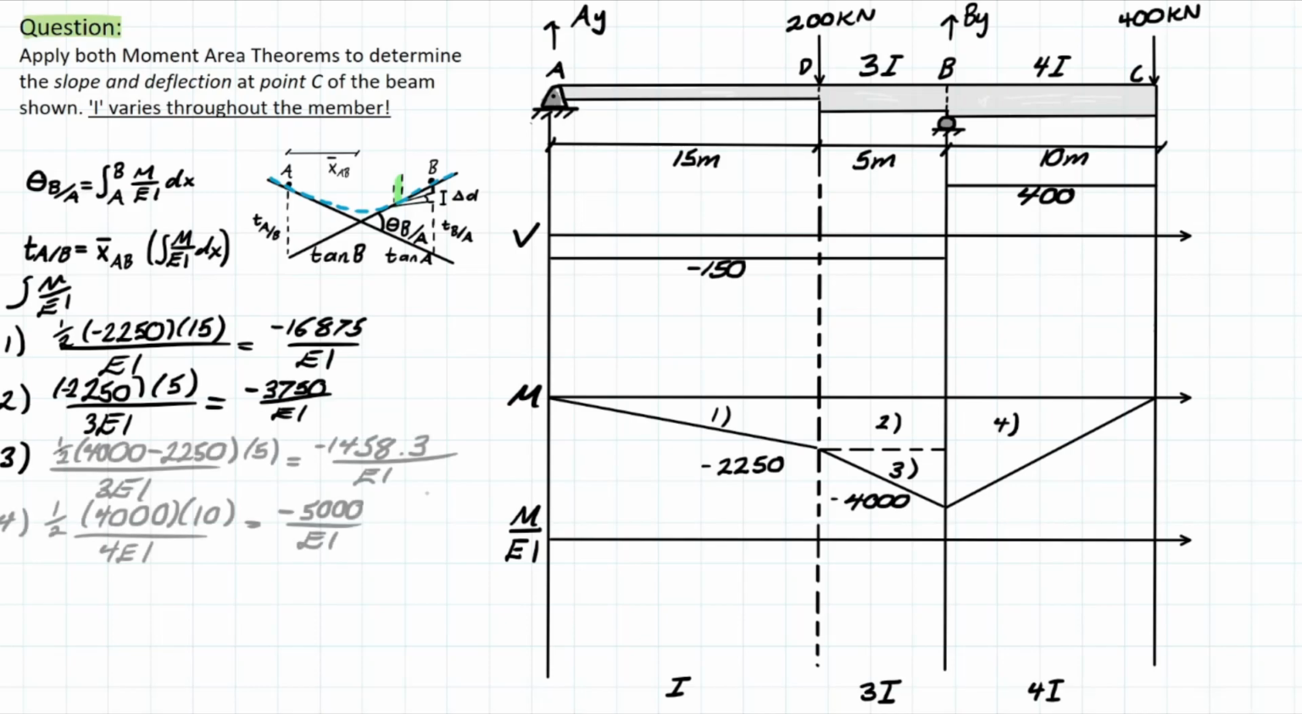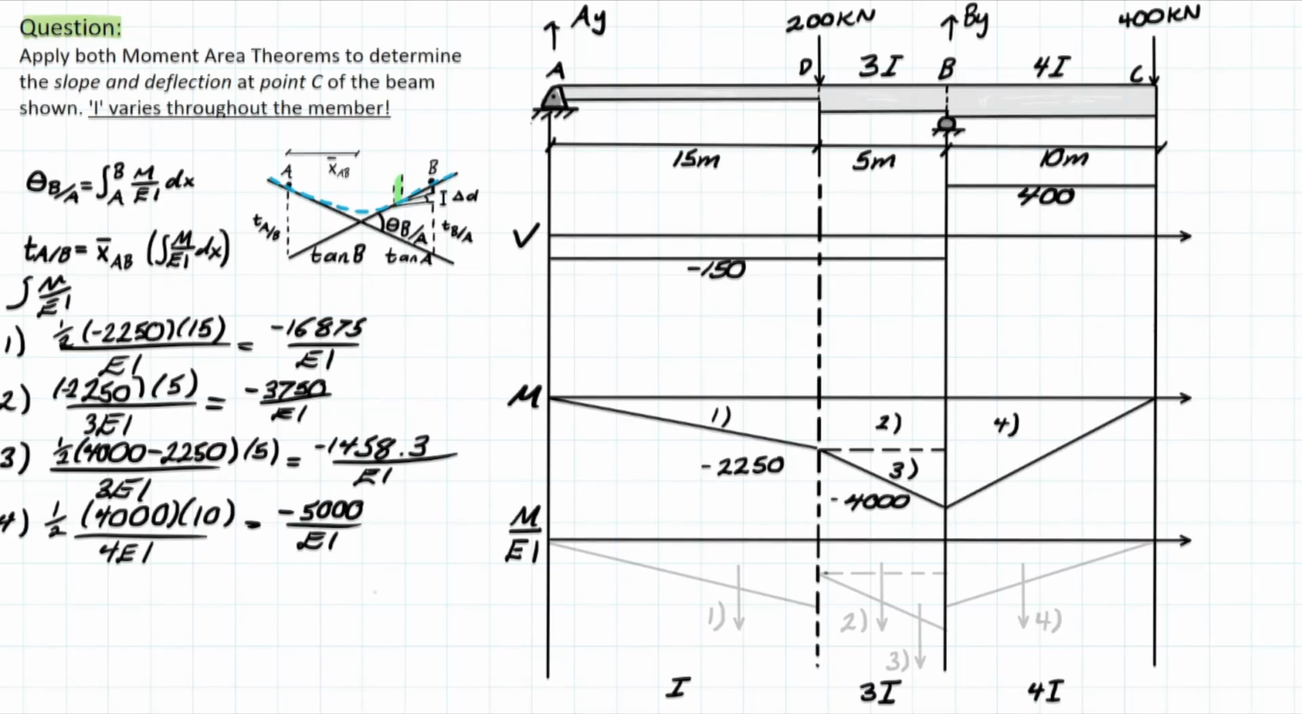Alrighty, so now that we've solved for segment 3 and segment 4, you'll notice the only differences are we are now taking the difference between 4,000 and 2,250 so that we can get this area alone for segment 3. And then for segment 4, we have to consider that 4I since we are switching to a segment that has a larger moment of inertia. Now let's draw this on the diagram and see what we need to do next.